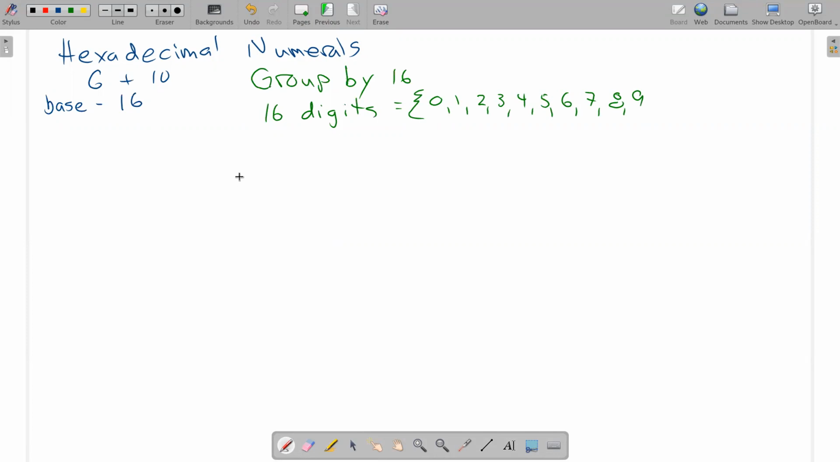The standard thing for hexadecimal is that you start using alphabet digits. So after 9, I have 10 digits here. I need 6 more digits: A, B, C, D, E, and F. 1, 2, 3, 4, 5, 6. Those are my 16 digits.